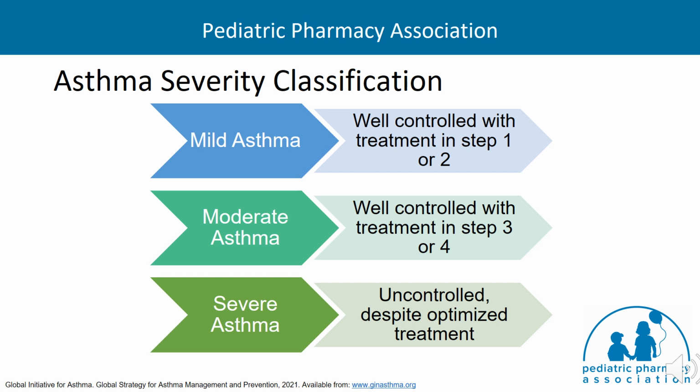Asthma severity classification has 3 major categories. We have mild asthma, which is well controlled in treatment in step 1 or 2, moderate asthma, which is well controlled with treatment in step 3 or 4, and severe asthma, which are uncontrolled symptoms despite optimized treatment. I would like to note that it is appropriate to assess severity looking back retrospectively after 2 to 3 months of treatment, from the level of treatment required to control symptoms and exacerbations.